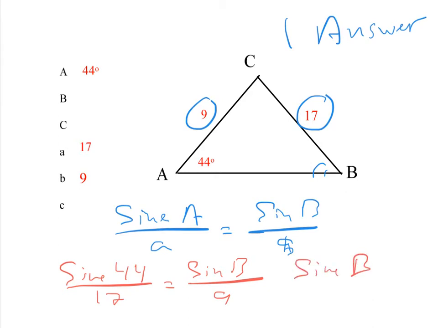If we cross multiply, 9 times sine 44 divided by 17, we find that sine B is equal to 0.3677. Go ahead and throw that into the calculator and do an inverse sine so we can come up with angle B. You should find that angle B is 21.57 degrees.